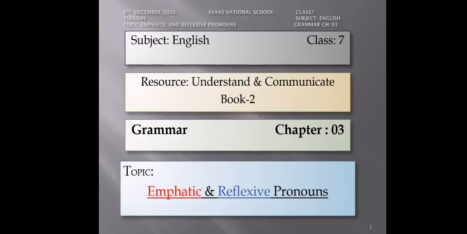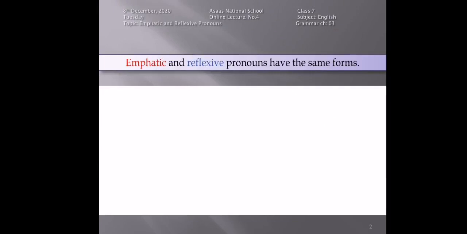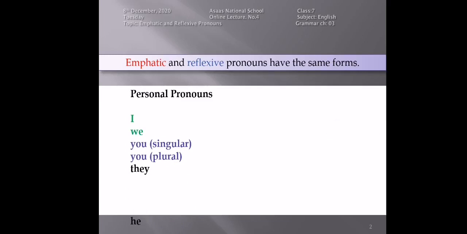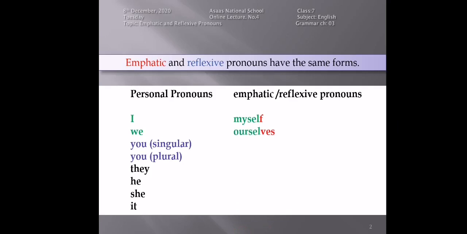Today you'll be revising grammar chapter 3, emphatic and reflexive pronouns. Emphatic and reflexive pronouns have the same forms. First see the personal pronouns: I, we, you as a plural, they, he, she, it. These are all personal pronouns. Now see the emphatic or reflexive pronouns. Look, these are the same forms used for emphatic and reflexive pronouns.